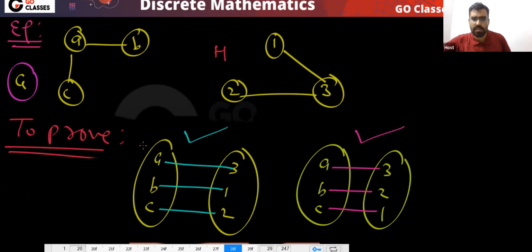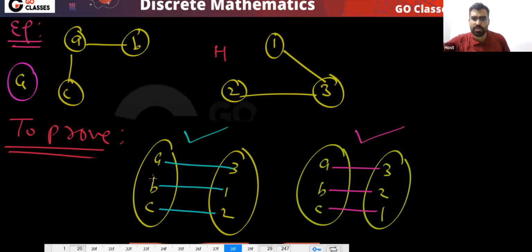Yes or no? Is it clear to everyone? See, these 2 bijections are not working, but these 2 bijections are working. And we only want one bijection. Why is this bijection working? Notice that A, B have an edge, and 3, 1 also have an edge. A, C have an edge, and 3, 2 also have an edge. B, C don't have an edge, and 1, 2 don't have an edge.